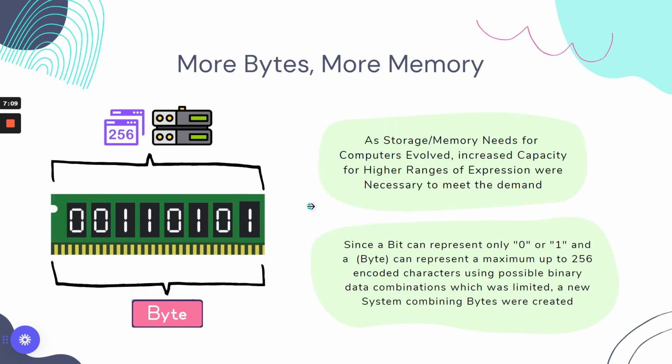More bytes simply means more memory. As storage and memory needs for computers have evolved over time, increased capacity for higher ranges of expression were necessary to meet the demand. Since a bit can only represent 0 or 1, and a byte can only represent a maximum of up to 256 characters using possible binary data combinations, this is very limited, so a new system combining bytes was created.